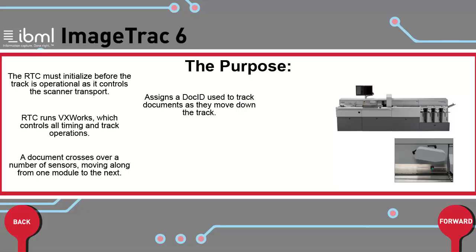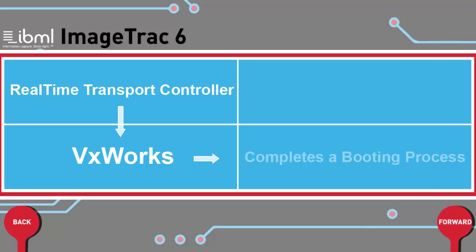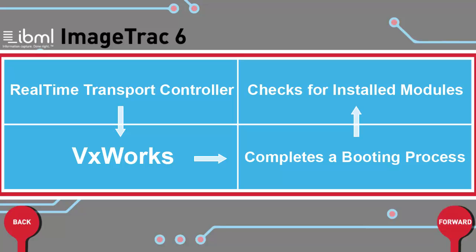Now that we have defined and identified the purpose of the Real-Time Transport Controller, let's discuss the operating system associated with the RTC. The RTC runs an operating system called VxWorks that controls the timing and all track operations. This system must first complete a boot process and check the track for installed modules before the ImageTrack is ready for operation. Once this system is loaded and then booted, the RTC then polls the ImageTrack by way of the single-board backplane boards to find which modules are present, where they are, and what options are installed. Once this step is completed, the ImageTrack can continue other executions.